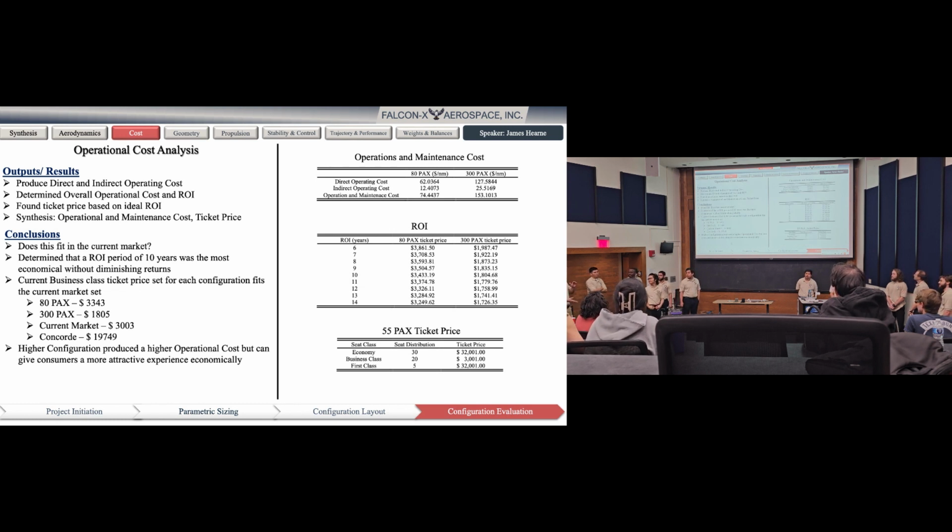Thanks. The results are essentially what we would expect from the internal geometry configuration. The 80 passenger variation is not very favorable from a ticket price standpoint as compared to the 300 passenger variant, largely due to how much room is being wasted versus used. And the comparison points for this are current costs for the same transatlantic flight, as well as today's equivalent price for the Concorde record.